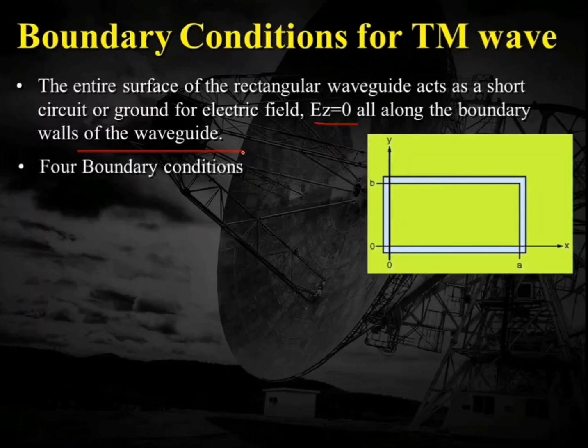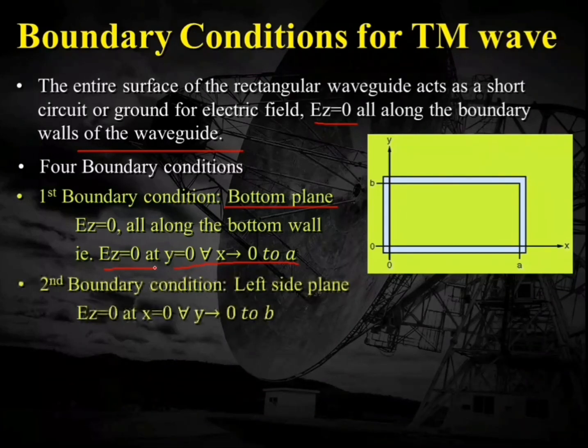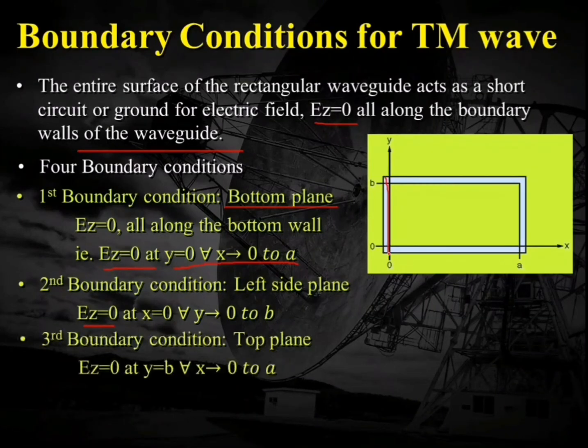So let us find the boundary conditions for this rectangular waveguide. Now, in the case of the bottom plane, where my y is equal to 0 for all x from 0 to a, we can say the electric field in the direction of propagation must be equal to 0, or simply Ez is equal to 0. In the case of the second boundary condition, Ez will be 0 for x equal to 0 but y from 0 to b, that is the left side plane. And for the third boundary condition, which is the top plane, x from 0 to a and y is equal to b, the Ez is 0.